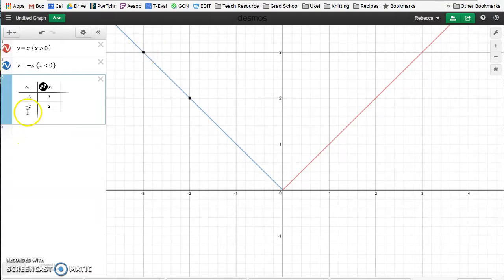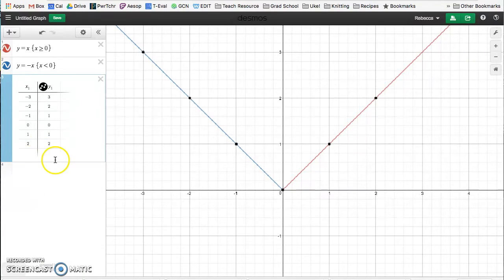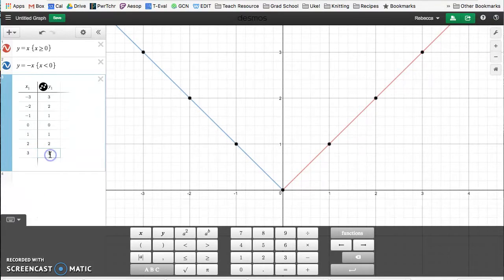If the input is -1, the output will be 1. If the input is 0, the output is 0. Oops, not 1, 0. Input's 1, output's 1, right? Because the absolute value of a positive number is just itself. And notice how all these points I'm graphing end up on these two lines.